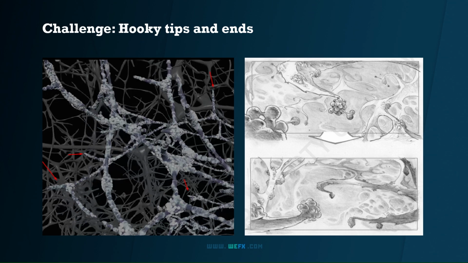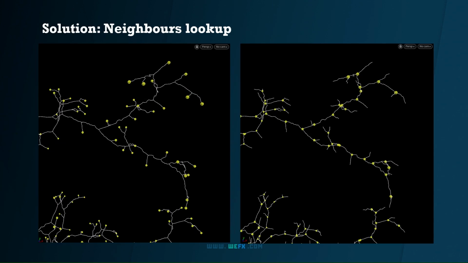If you take a look at the tips, they are all really bland and really straight. And that's kind of not the reference, right? We are missing that hooky shape. So we thought, how can we approach that? Maybe we can create our own hooks and copy them into the right places. But how do we find the right place in a really dense network that's full of points? How do we get over that challenge?